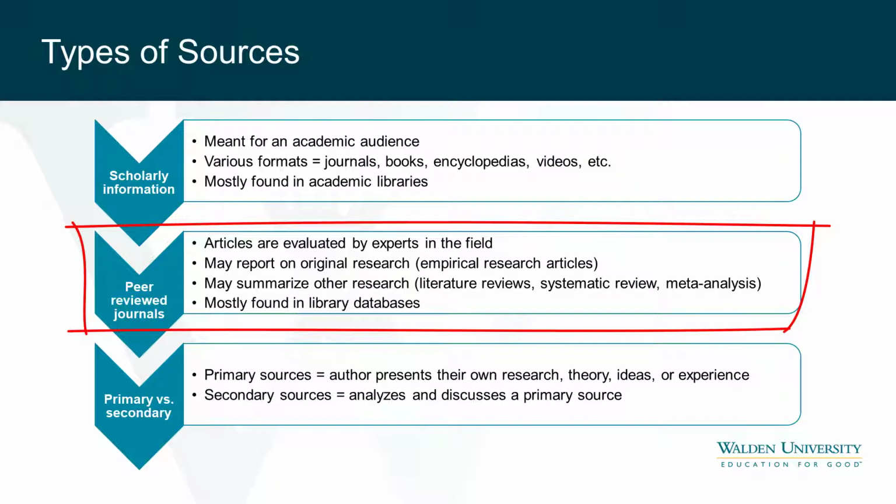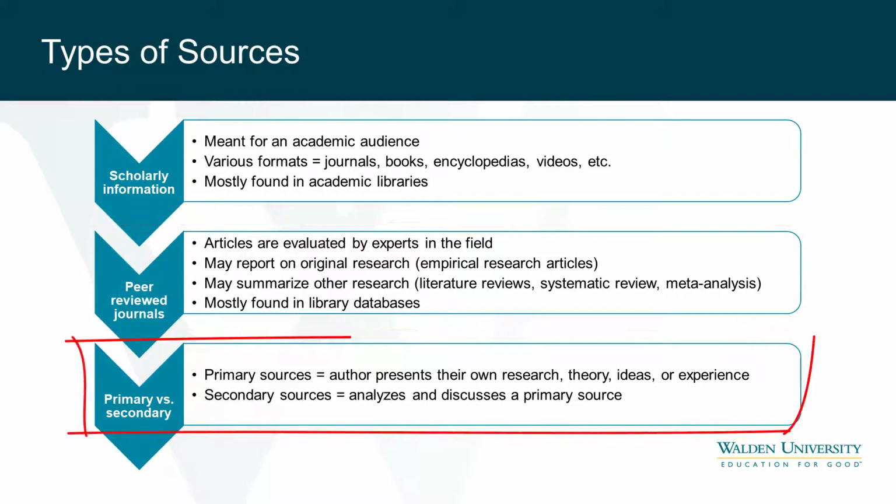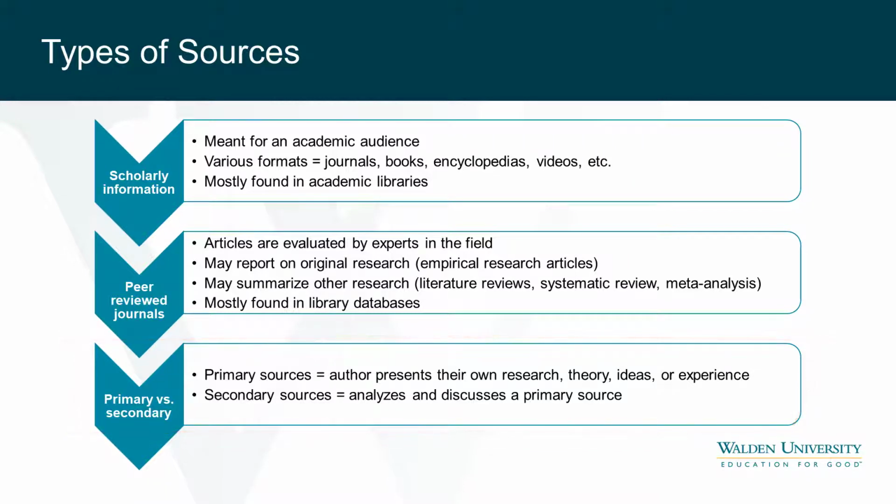These types of journals are found in electronic databases that again are mostly found in academic libraries. Lastly, it's important to know if you're looking at a primary source or a secondary source. A primary source is where the author presents their own research, theory, ideas, or experience. A secondary source analyzes and discusses someone else's research. When you're working on assignments and discussions, you'll most often be asked to use peer-reviewed articles. Always make sure to understand what you're being asked for.